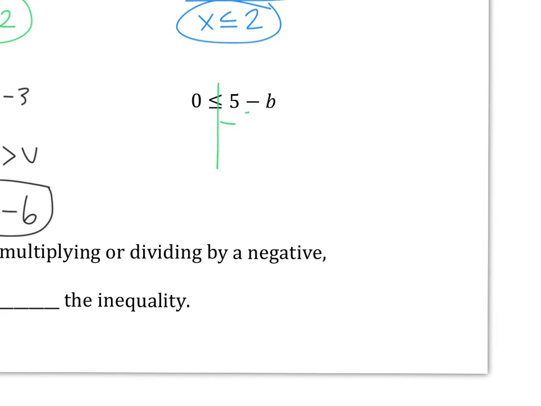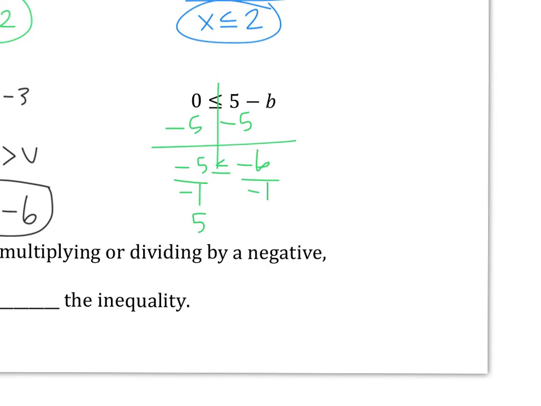I'm going to go ahead and subtract 5 on both sides, and then I get -5 is less than or equal to -b. Now I cannot have a negative variable, so I have to divide this -b by a -1, or simply just a negative sign. And -5 divided by -1 is just 5.